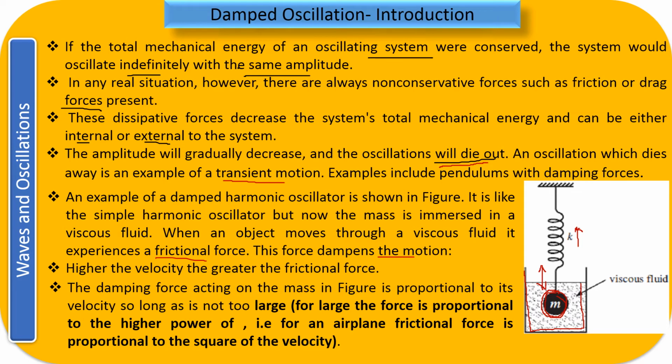The damping force on the mass in the figure is proportional to its velocity. So now the more the velocity, the more the damping force. So here approximately you can say it is directly proportional. However, it is not always directly proportional. For example, in the case of an airplane, the frictional force is proportional to the square of the velocity, because the aeroplane is traveling at a very high speed, right? So there the damping force acting on the aeroplane will be the square of the velocity, right?